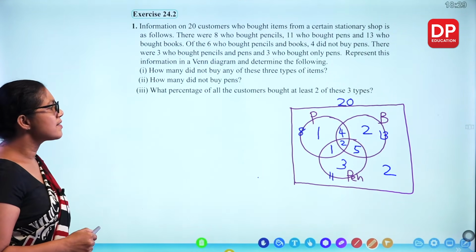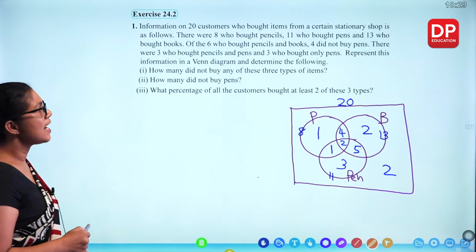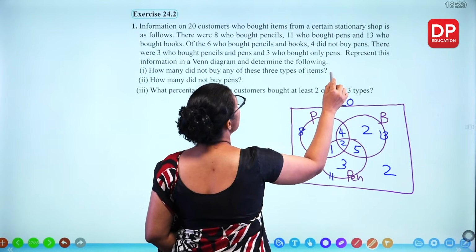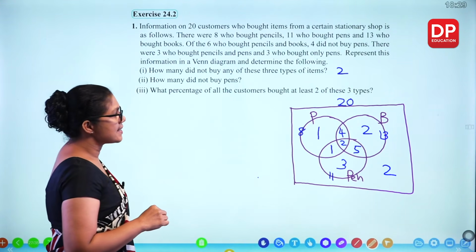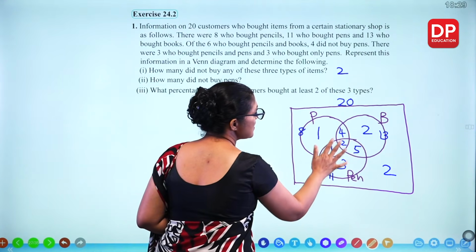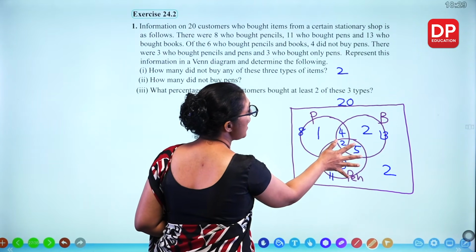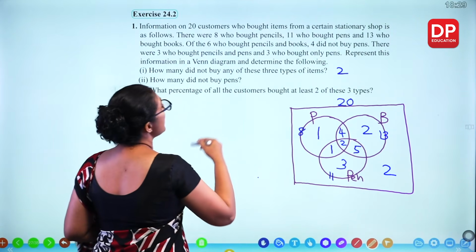Now we'll try to answer the questions. How many did not buy any of these 3 types of items? That means the outside number, that's 2. How many did not buy pens? So pens is this circle. Outside this circle, you get 4 plus 1, 5. 5 plus 2, 7. 7 plus 2, 9.